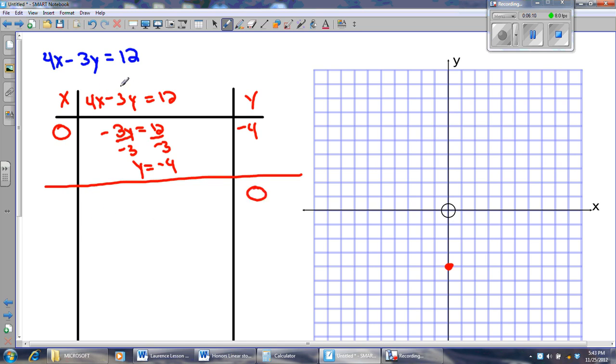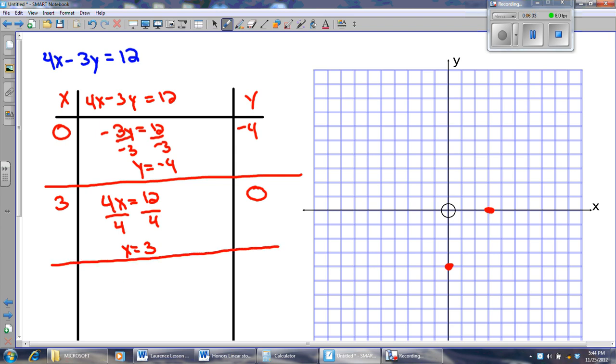Now 0 in for y. And that means this term is going to turn to 0. So my equation is going to end up being 4x equals 12. I'm going to divide both sides by 4. x is going to equal 3. So I'm going to go 3 in the x direction, so 1, 2, 3, and 0 in the y direction.